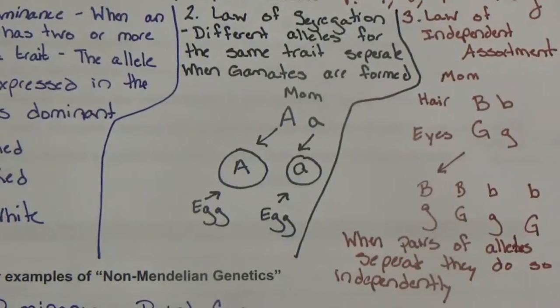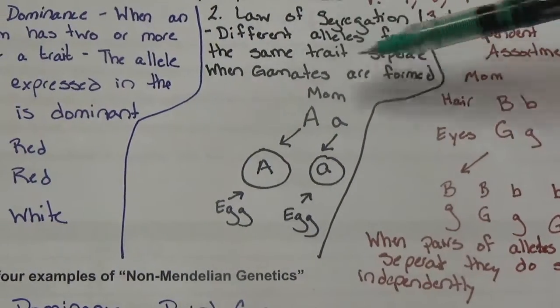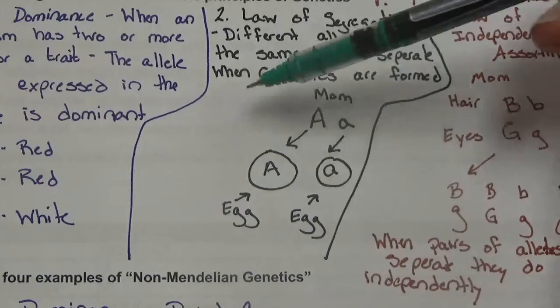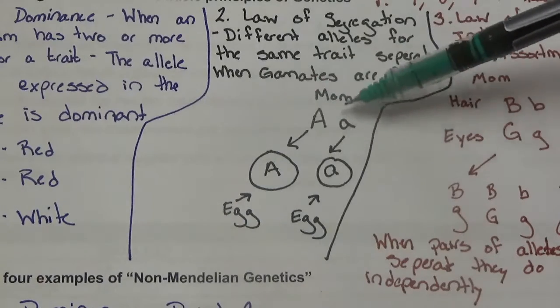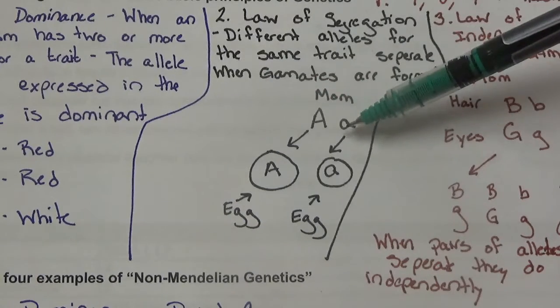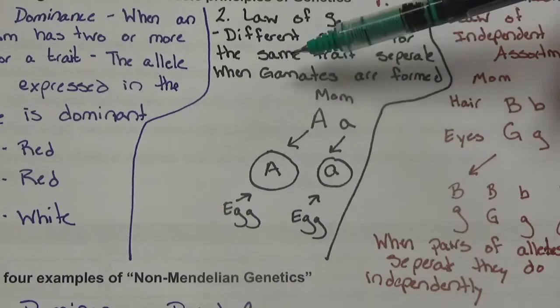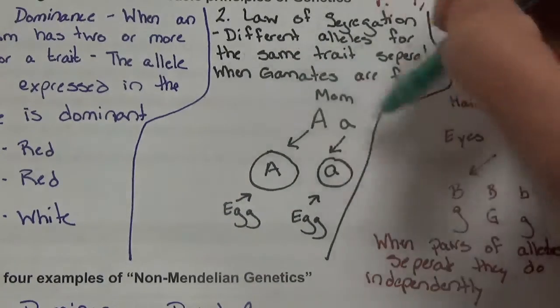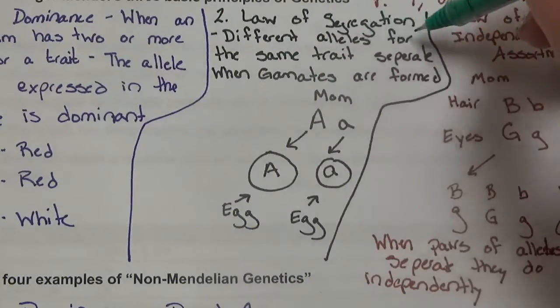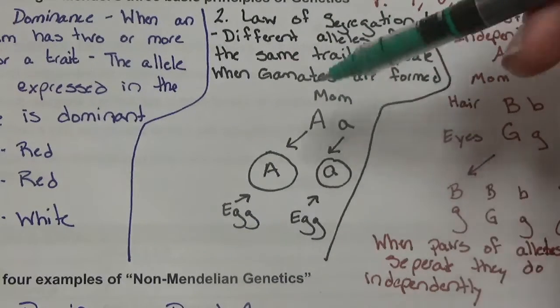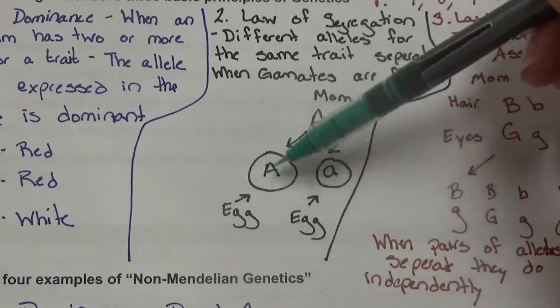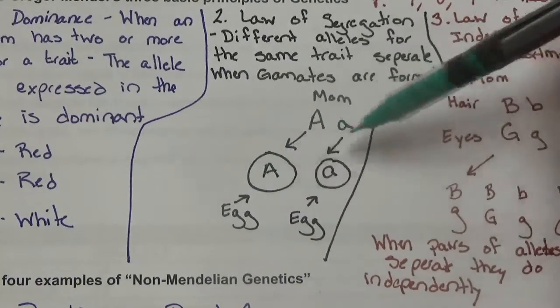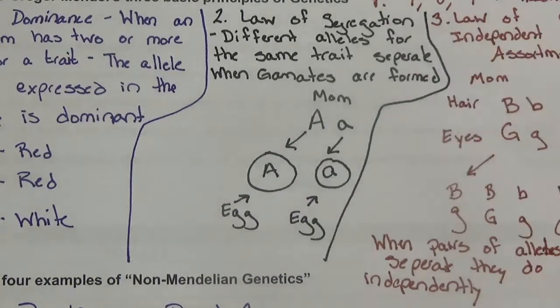In the law of segregation, different alleles for the same trait separate when gametes are formed. So if mom's genotype is big A, little a, when her gametes or sex cells or eggs are formed, these are going to separate. They're going to segregate from each other. So one egg will have a big A, one egg will have a little a.